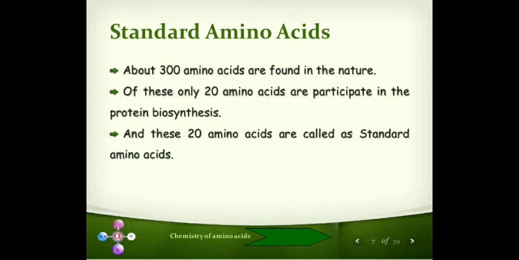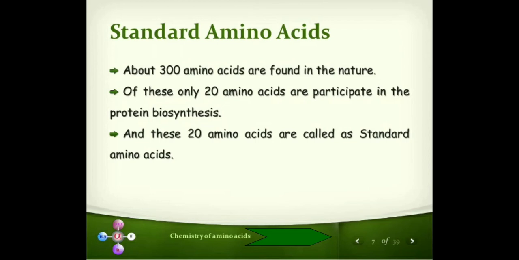I talked about the amino acid, that different amino acids join together with peptide linkage to form different proteins. But one thing is what kind of amino acids are making or synthesizing these different kinds of proteins. Actually, these are called standard amino acids. Otherwise, there are more than 300 amino acids in nature, but only 20, and now 22, amino acids participate in the biosynthesis of different kinds of proteins.